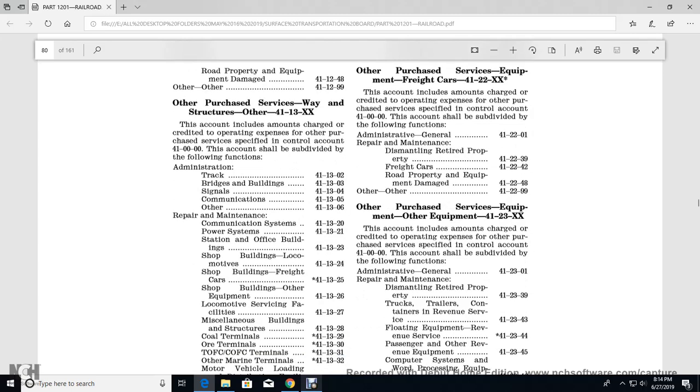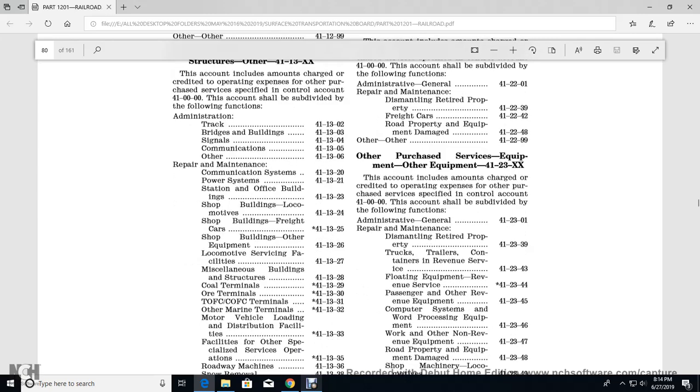Other equipment, 4123 double X, includes the amount charged to the credit of the operating expense of the other purchase of the specified control account 4100. The account is subdivided in the following functions: administrative, general, repair, maintenance, dismantling, retired property, truck, trailer, controllers.